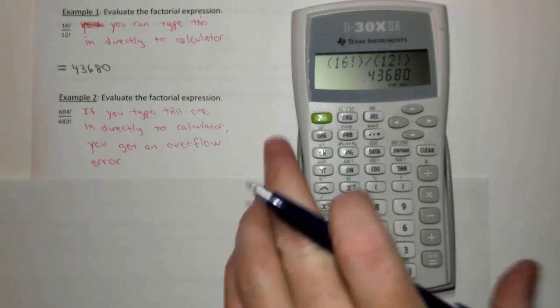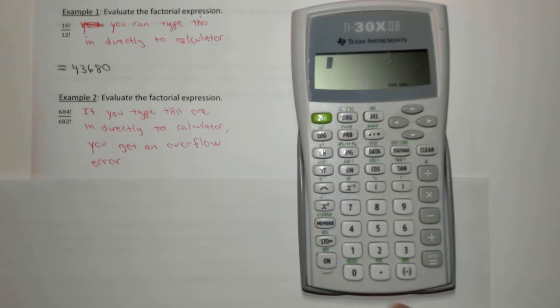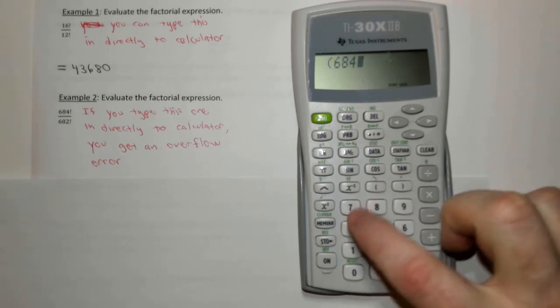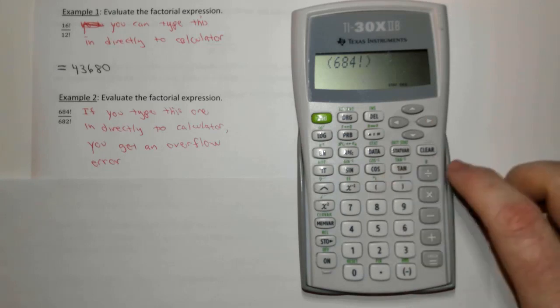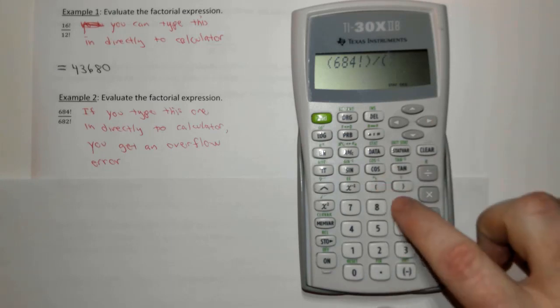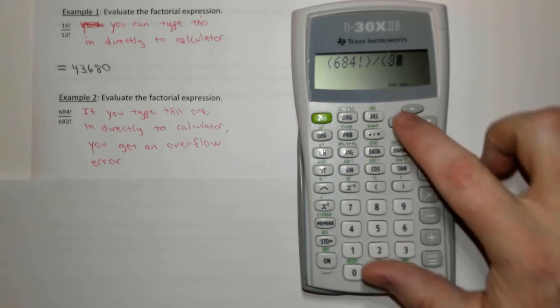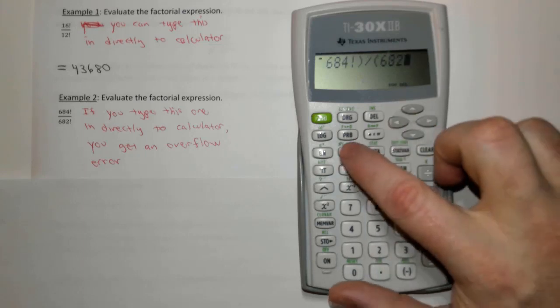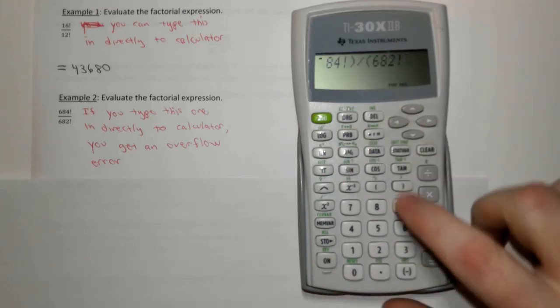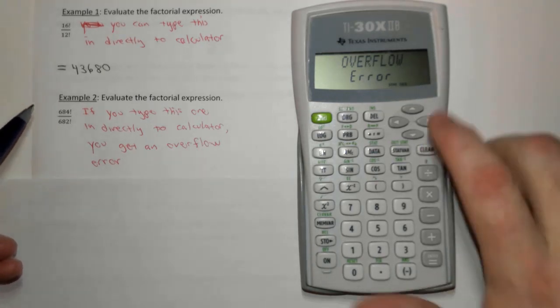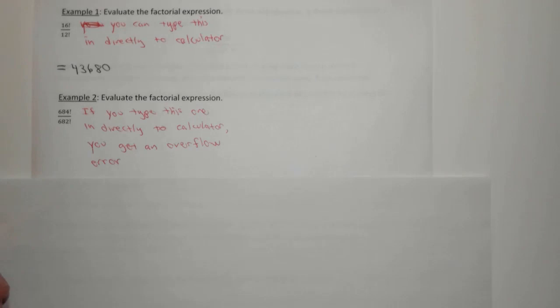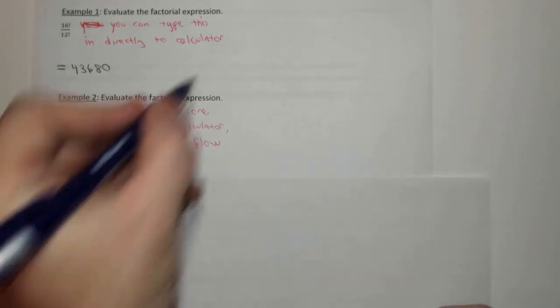Now, like I said, if I type the second one in directly, 684 factorial, parentheses, divided by 682 factorial, I get that overflow error because the calculator is trying to do 684 factorial first, which it can't do, so we have to help it out. So let me show you the process using this easy example.